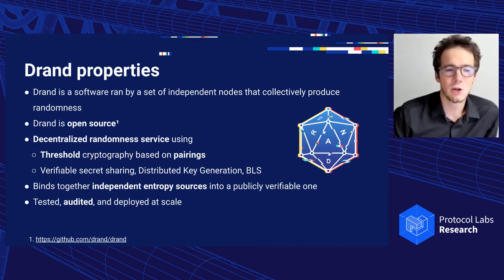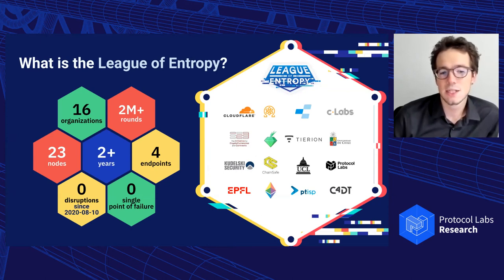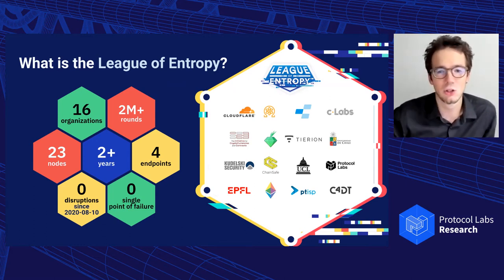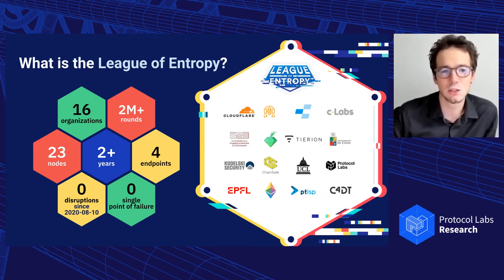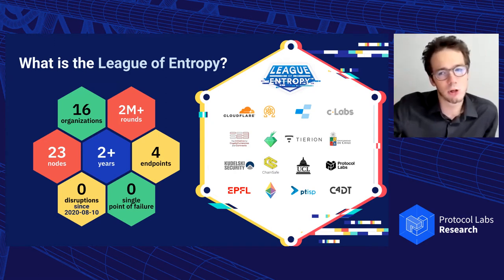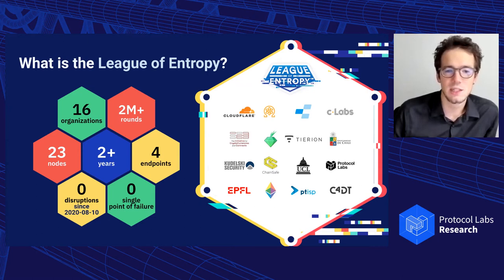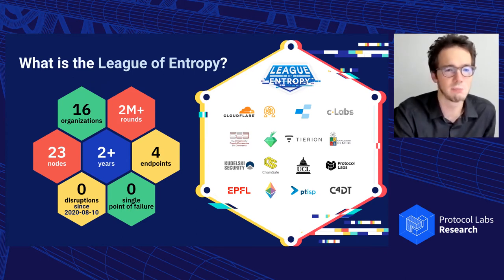DRAND has actually been tested, audited, and deployed in practice, and it's been running since 2020. We've just passed the 2 years milestone in August. DRAND is currently being run by the League of Entropy, which is made of 16 organizations with 23 nodes. And we had zero disruption and zero downtime for the past 2 years. So it's pretty good. It has shown it's working as intended. And we've produced over 2 million random beacons so far. The League of Entropy mainnet is currently producing random beacons every 30 seconds. These are served over four HTTP relays provided by Cloudflare and Protocol Labs, and also through PubSub, if you want to use Gossip instead to get your randomness.